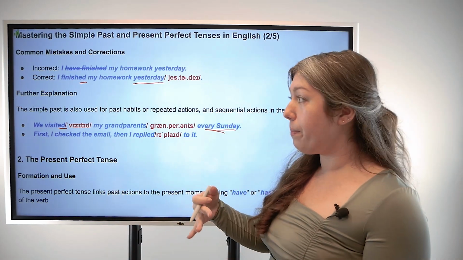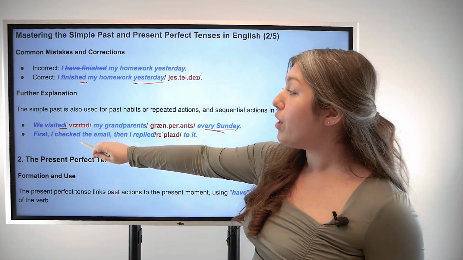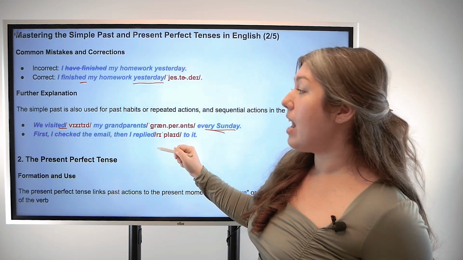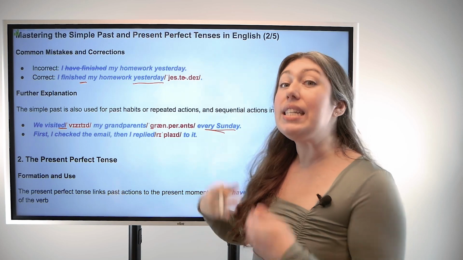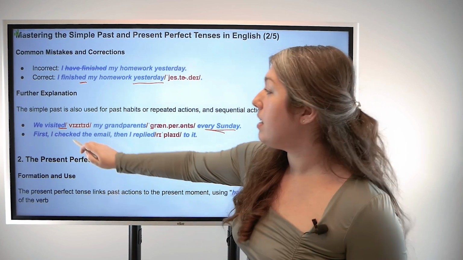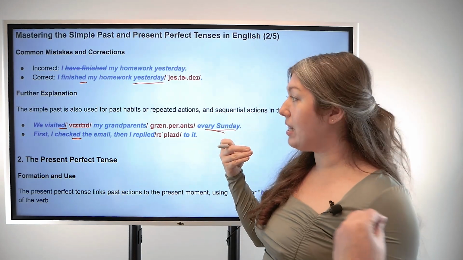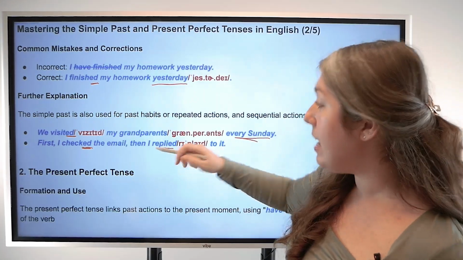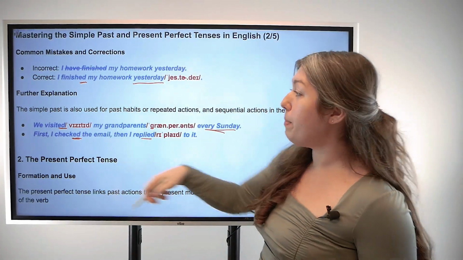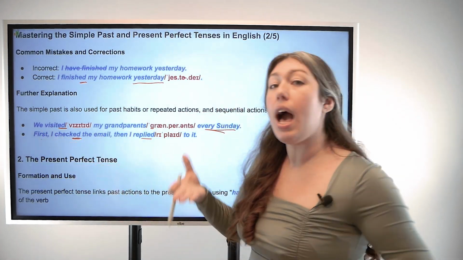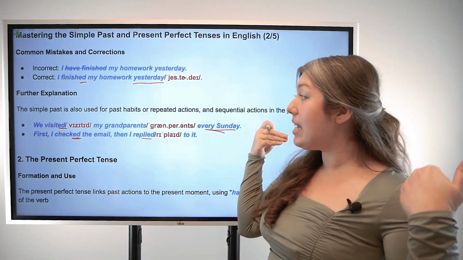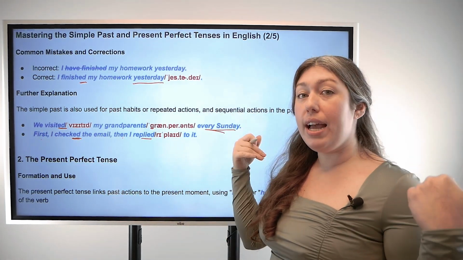It's not ongoing. In the next example, first, I checked the email, then I replied to it. This is showing a sequence of events in the past. We have checked, ed shows us it's our simple past verb, and then replied, again, ed, simple past verb, and we have the sequence. First, I checked the email, completed in the past, then I replied to it.